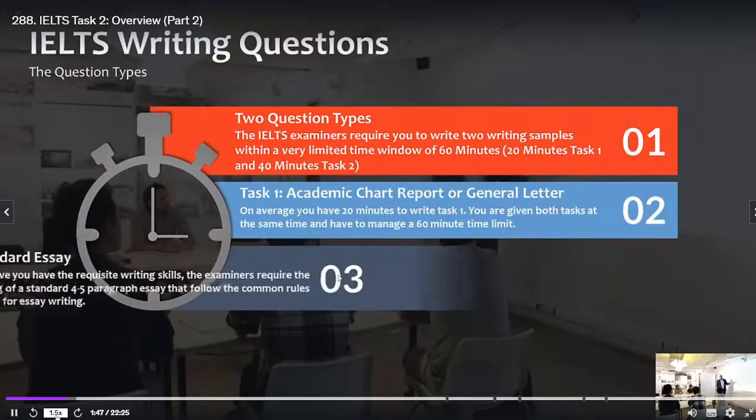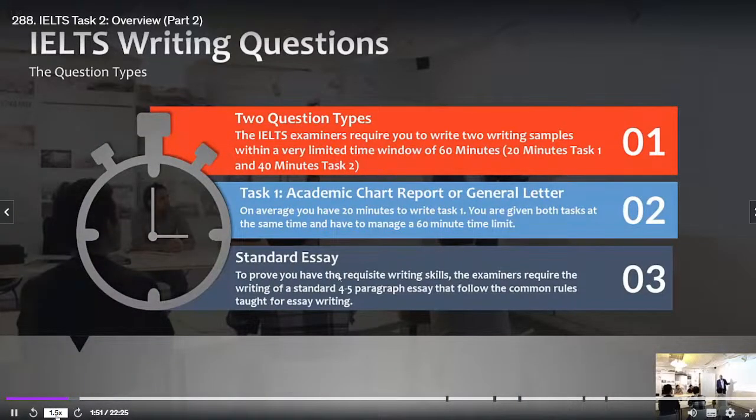So for the IELTS exam, there are 2 question types that you have. For task number 1, if you're doing the academic exam, it's going to be a chart or a report, or possibly a map or a process. If you're doing the general exam, you're going to have to write a letter, and that could be a formal or informal type of letter.